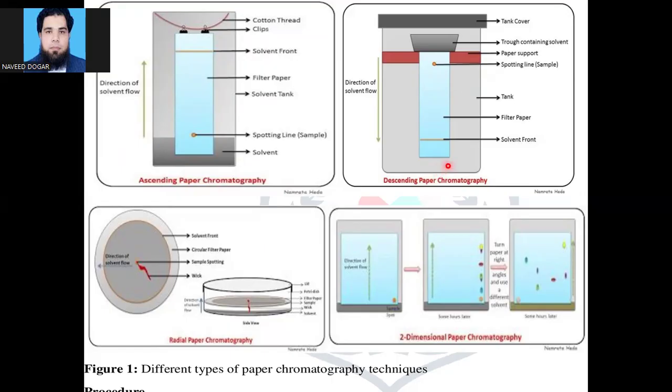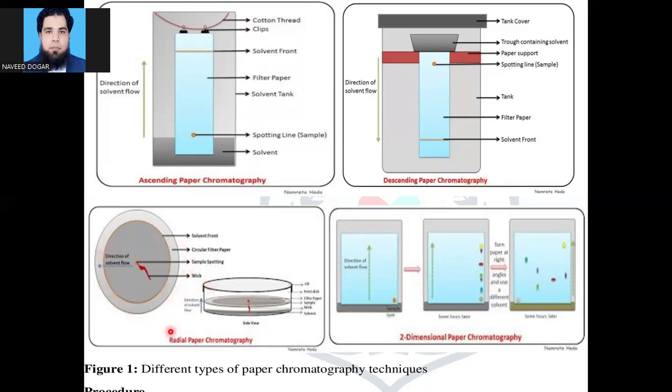In this diagram, you can see that the solvent is present at the top, and here the solvent is moving from up to down. It means that the direction of the solvent flow is from up to down. Therefore, it is called descending paper chromatography.